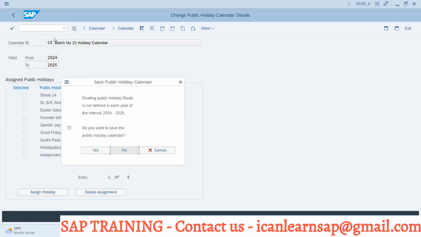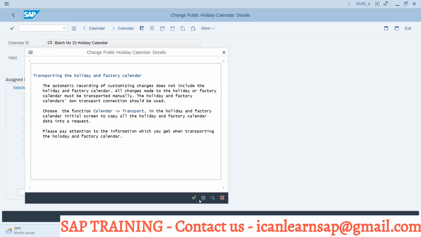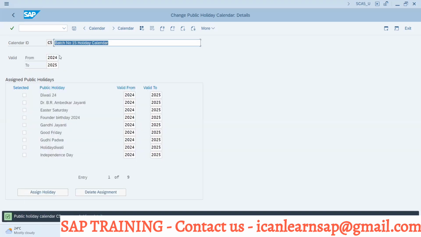And we'll save it. C5 is a calendar which we have created. Now there are some floating holidays, so they are saying go with the given dates, whatever dates are mentioned. Yes, save. So we have created one calendar which is C5, that is a holiday calendar. Clear? Going back.